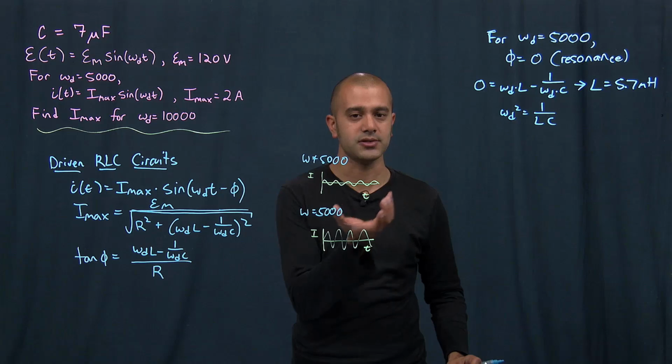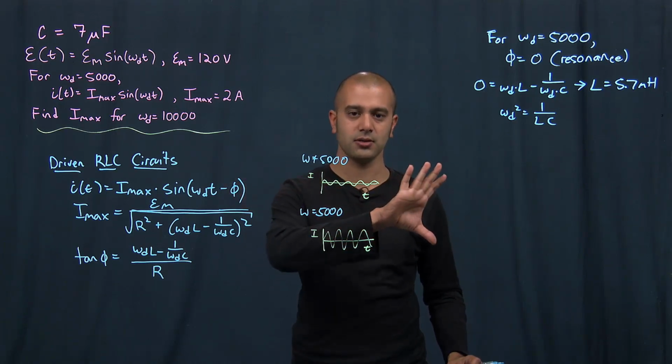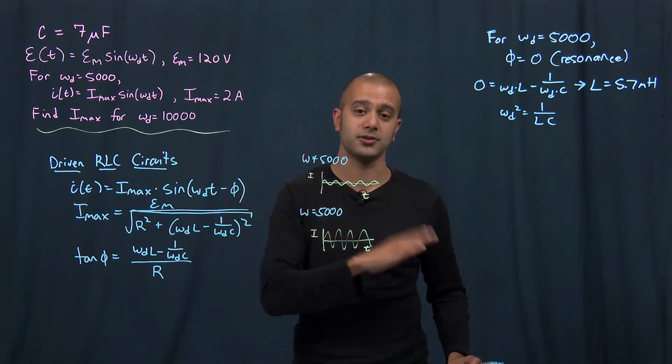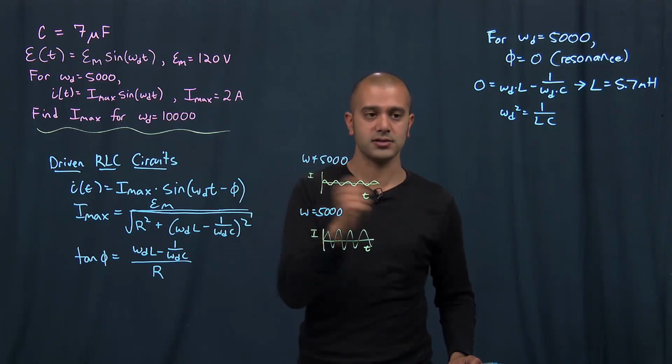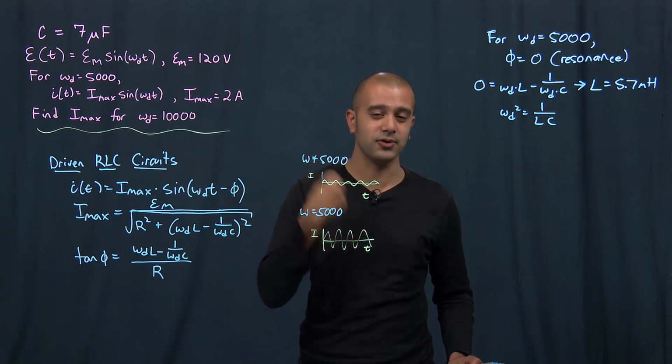Now, this kind of makes sense in terms of resonance because what we're doing here is we have something that has a natural frequency of 5,000. If I just put some charge in the capacitor and let it run, it would go back and forth at 5,000 radians per second. What I'm doing here is adding a force that not only lets it go back and forth at 5,000 radians per second, but I'm driving it at that same frequency.